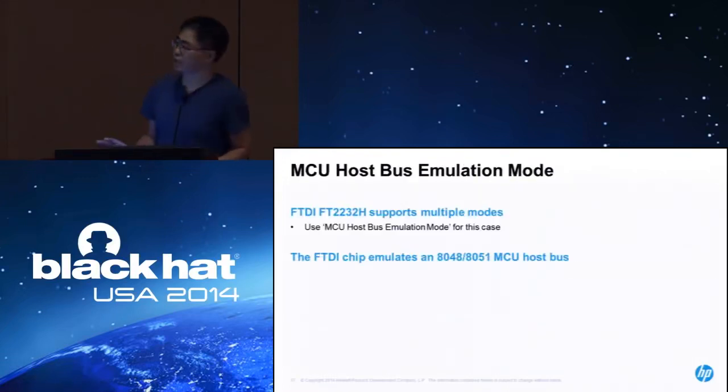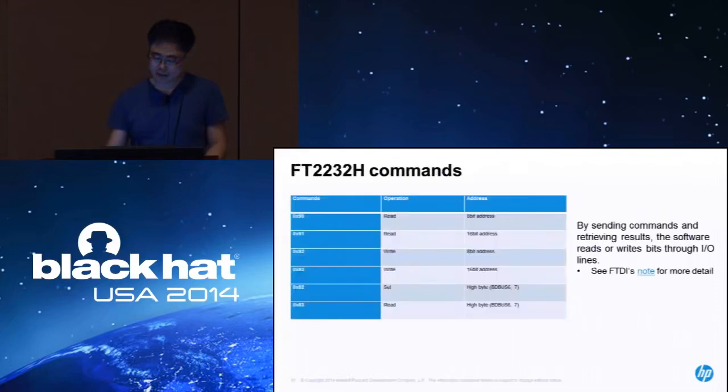This chip supports a lot of different modes, so you can perform a lot of different operations with this one chip. One of the modes we are using is the MCU host bus emulation mode. Using this mode, it's just emulating the bus from the 8051 MCU. This MCU is from the 1980s, and it's been on the market for a long time. And the commands you are sending to the chip are for reading and writing. There are some specific commands for reading and writing through this chip.